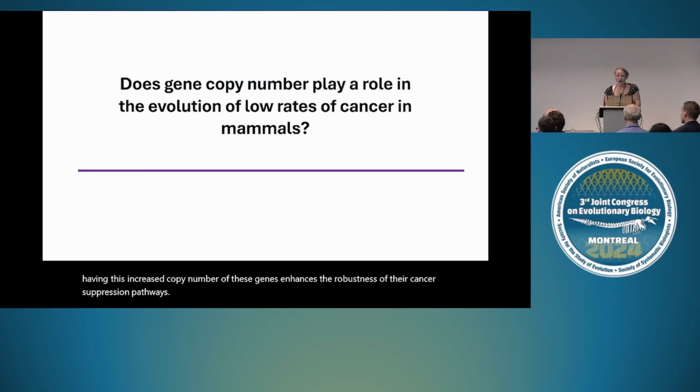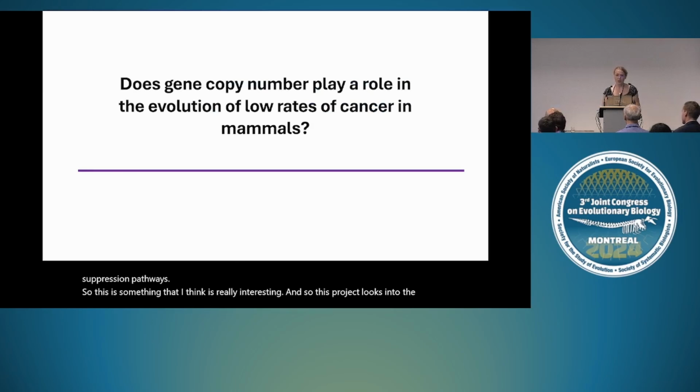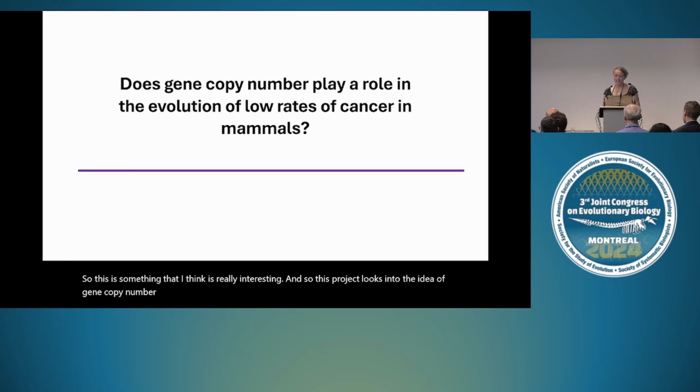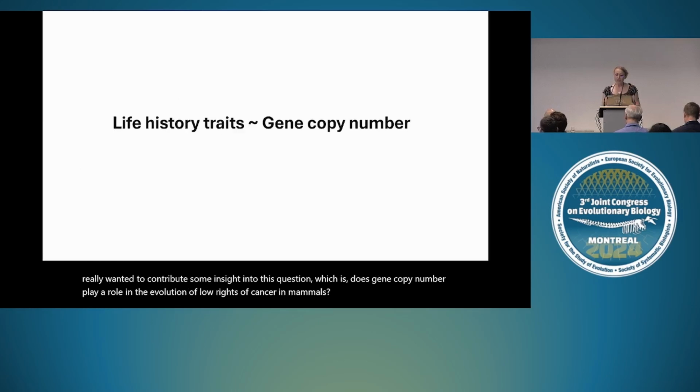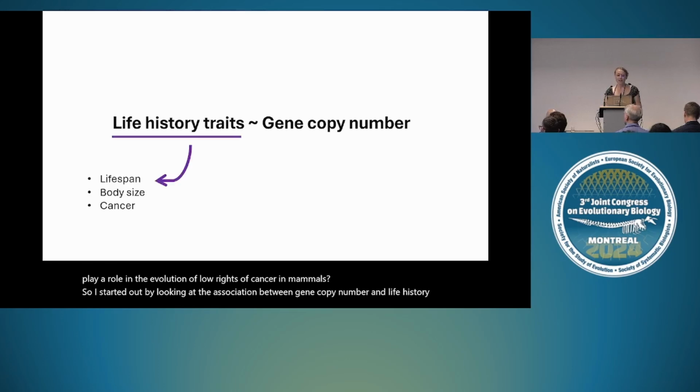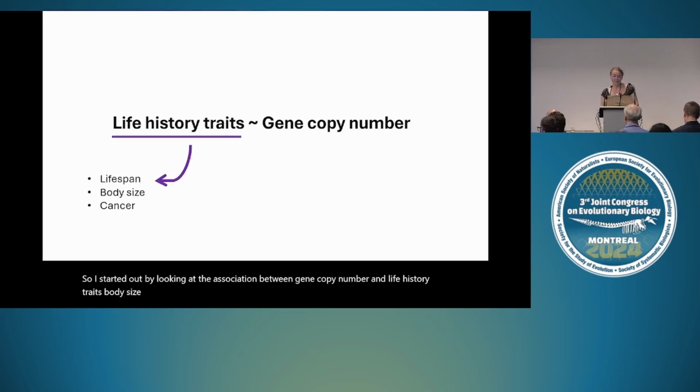So this is something that I think is really interesting, and this project looks into the idea of gene copy number as an evolutionary mechanism to lower rates of cancer in mammals. And I really wanted to contribute some insight into this question, which is, does gene copy number play a role in the evolution of low rates of cancer in mammals? So I started out by looking at the association between gene copy number and life history traits, body size, lifespan, and cancer.